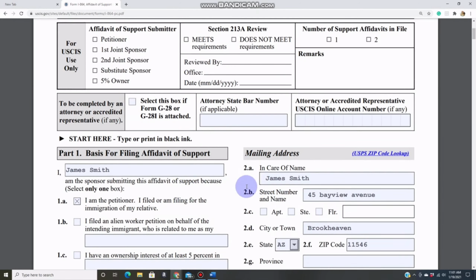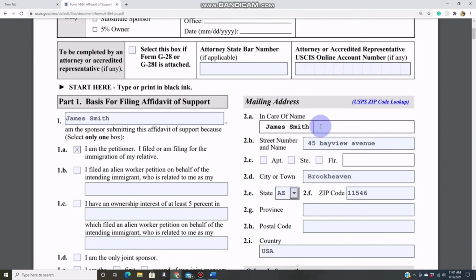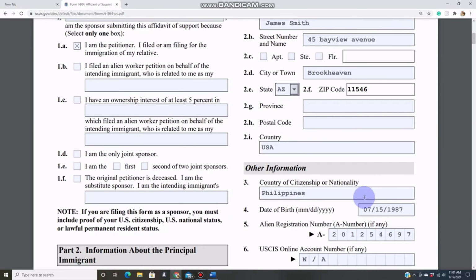Mailing address. In this part, you are going to write down your mailing address here in the United States. So in care of name, I write down my husband's name here. And this is our street number and city or town, and this is our zip code. Of course, the country is USA.